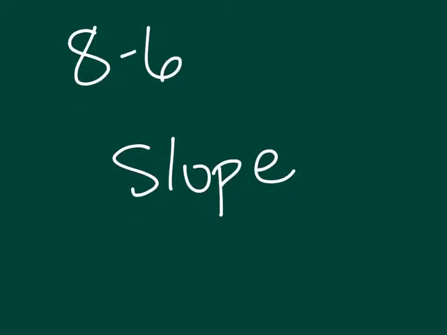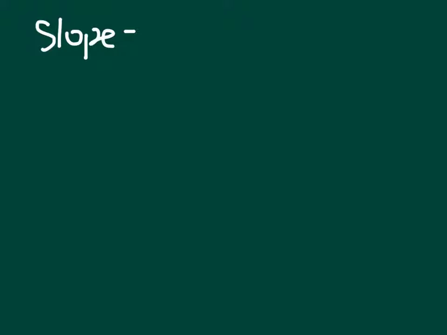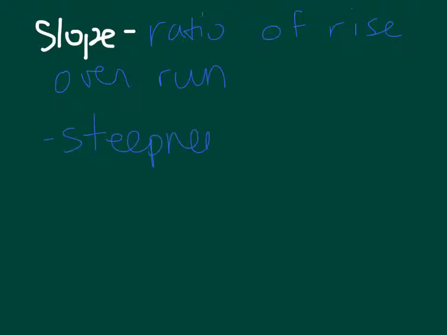Chapter 8, Lesson 6 on slope. Okay, when we talk about slope, slope is the ratio of rise over run. It also talks about the steepness of the line.